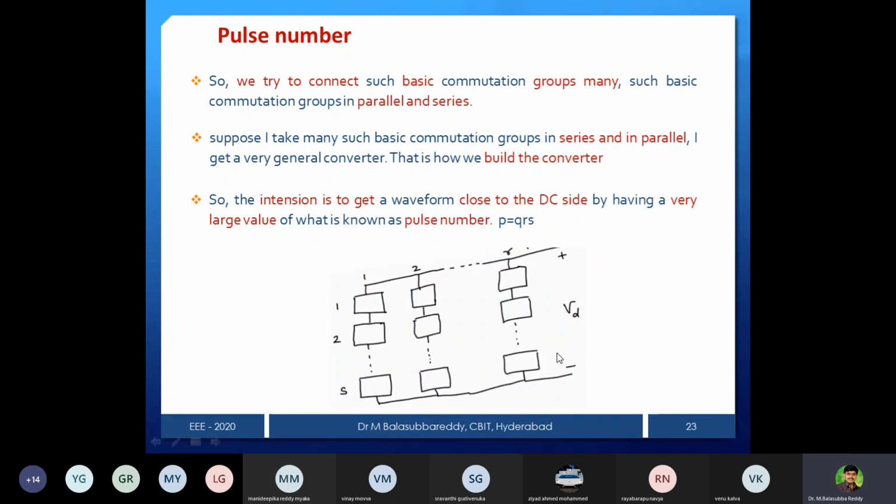And now this is our connection. What are these blocks? Each is a basic commutation group. It consists of q number of valves, and you can connect many such basic commutation groups, s number of them, in series. Similarly, this setup you can connect in parallel also, and not only one leg, you can increase to many legs, so as to get the DC output voltage. So this is our configuration. This configuration I represented as P equals QRS.